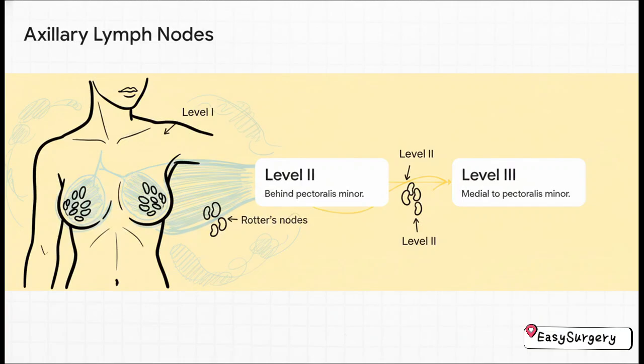Roughly 90% of the breast's lymphatic fluid actually drains right into the axillary or armpit lymph nodes. When surgeons go in to operate, they map these nodes using a really critical landmark, the pectoralis minor muscle. Level 1 nodes sit lateral to that muscle. Level 2 nodes sit directly behind it, and this actually includes a specific set called Rotter's nodes, right between the chest muscles. And finally, level 3 nodes are located medial to the pectoralis minor. Understanding these 3 distinct levels is totally essential for accurate surgical staging.